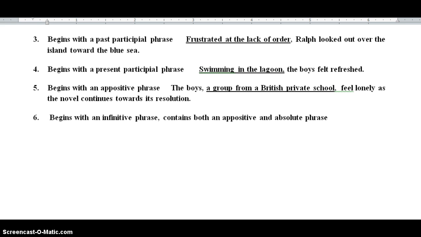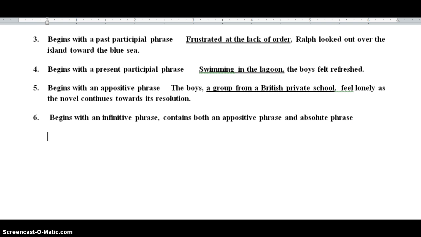Now you may get a sentence too. Prepositional phrases, I assume you know what they are. You can look at your worksheet for that. But let's try, we have something like this: begins with an infinitive phrase and contains both an appositive and absolute phrase. And again, when we think of an appositive, we're always thinking of a phrase, because there'll be more than one word.